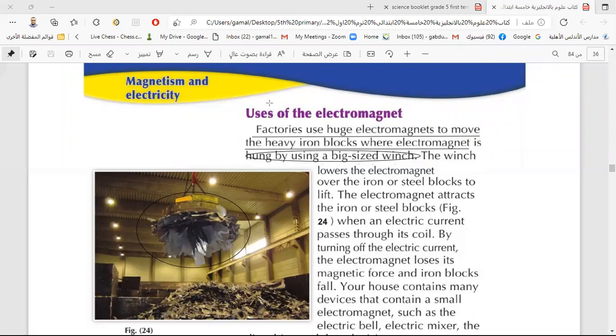Lower the winch. The winch lowers the electromagnet over the iron or steel blocks to lift them, so it attracts them by its magnetic force. The electromagnet attracts the iron or steel blocks, maybe heavy blocks like cars, like bicycles, and so on. You can carry heavy blocks of iron by the electromagnet or the winch made of the electromagnet. The winch which has an electromagnet in it.